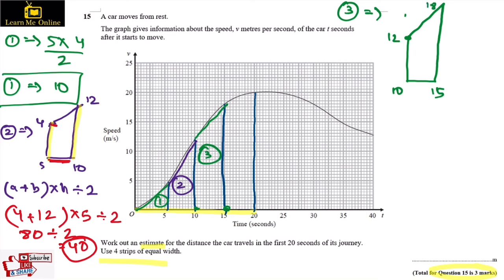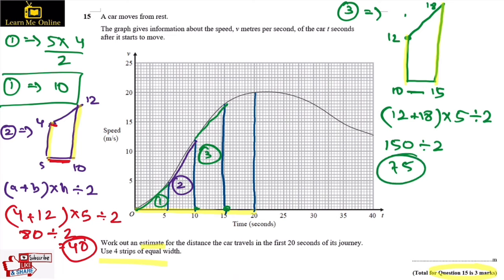So it would be a plus b. A plus b are the two parallel lengths, which is 12 and 18. You add them together, so 12 plus 18. Then times by this difference, which is the height, 5, and then divide by 2. So 12 plus 18 is 30. And 30 times 5 would be 150, and make a half of it would be 75. So we get the third one equals 75.